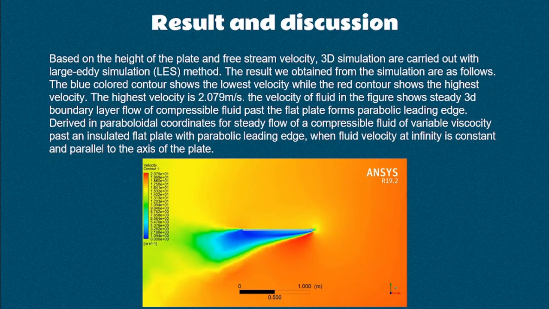The velocity of fluid in the figure shows steady 3D boundary layer flow of compressible liquid past flat plates with parabolic leading edge. Derived in parabolic coordinates, a steady flow of a compressible fluid of variable viscosity past an insulated flat plate with parabolic leading edge, when fluid velocity at infinity is constant and parallel to the axis of the plate.